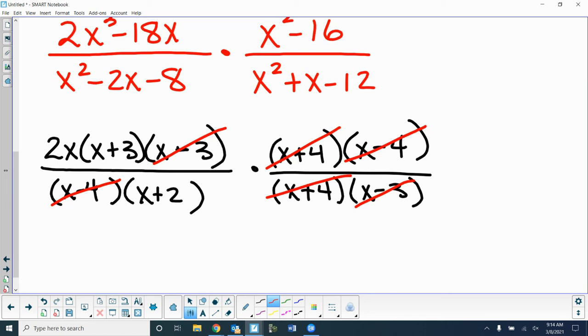So what's our answer? 2x parentheses x plus 3 over x plus 2. Thank you. That's what you should get when you're done. Factor first. Factor first when you see pluses and minuses.